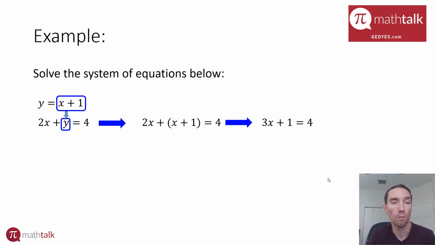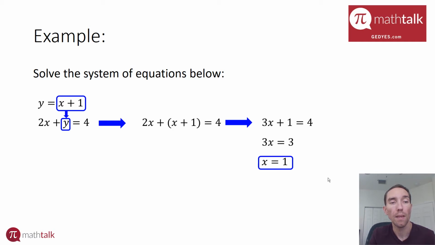So it was a couple of simple algebra steps. Subtract 1 from both sides to get 3x equals 3. And then divide both sides by 3 to get x equals 1. So one of my solutions is x equals 1. Now I need to figure out what y equals.